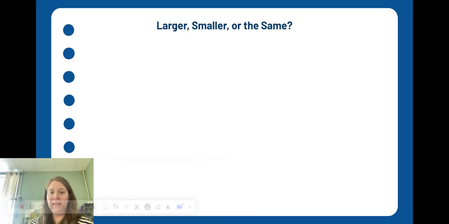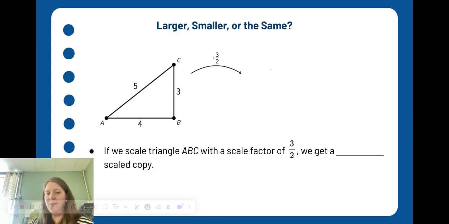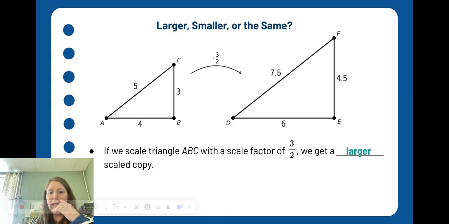Okay, the next slide is larger, smaller, or the same. So let's look at these two triangles. If we were to scale triangle ABC with a scale factor of 3/2, we would get a larger scaled copy because 3/2 is bigger than 1. 3/2 is 1 and 1/2. Okay, so that would be bigger than 1, so it would be a larger scaled copy.